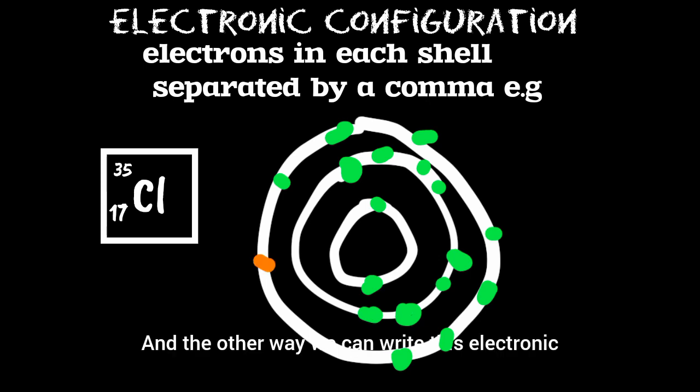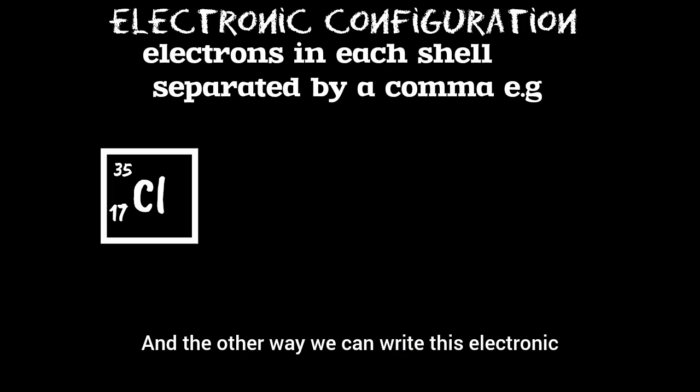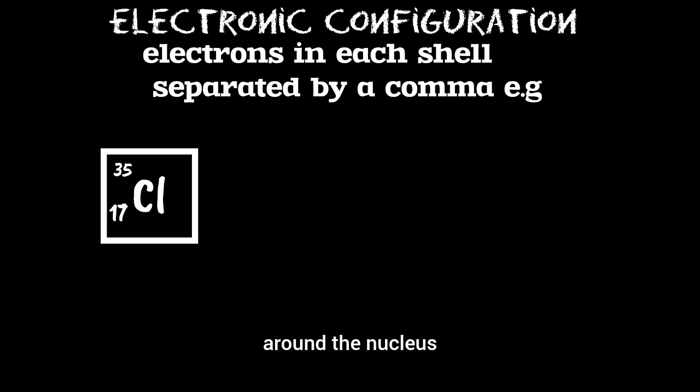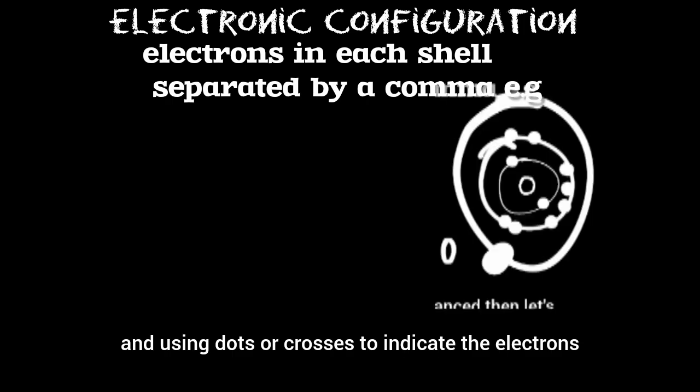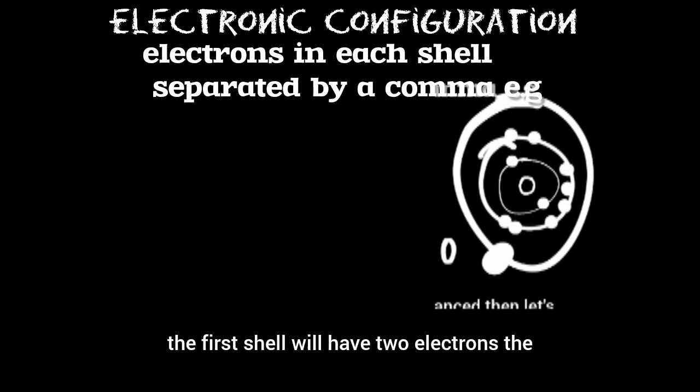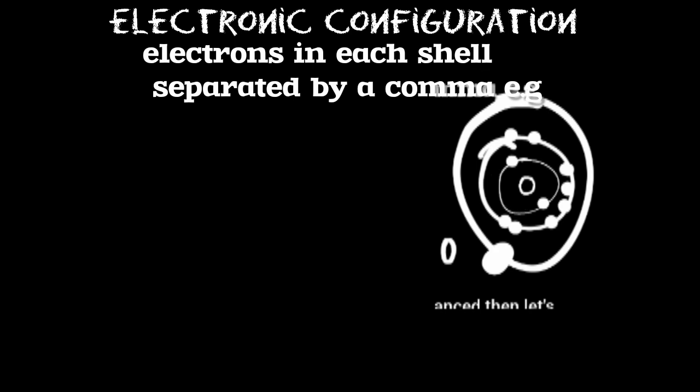The other way we can write this electronic configuration is by drawing circles around the nucleus and using dots or crosses to indicate the electrons. Sodium has 11 electrons. Therefore, the first shell will have 2 electrons. The second will have 8. How many electrons are remaining? We're remaining with 1, which means this will be the valency electron.